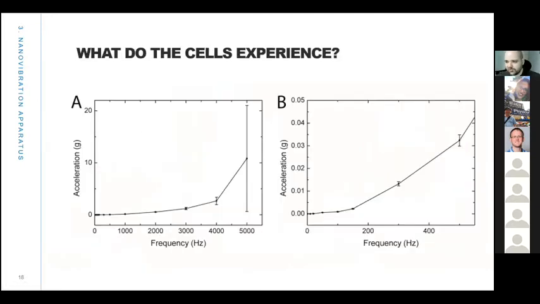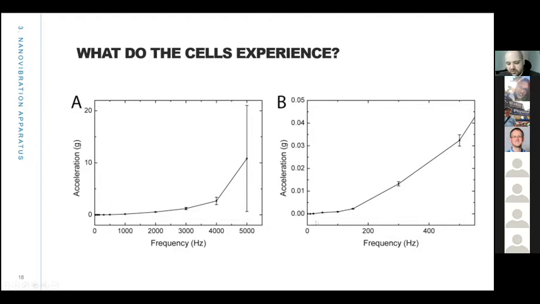So this kind of raises the question of what the cells are actually experiencing. If we look in terms of acceleration, or peak acceleration, we can calculate this based on the amplitude and the frequency of the vibration. And if we're looking at different frequencies of vibration in the lower range, or in a slightly wider range up to 5 kilohertz, we can calculate the acceleration level that the cells are experiencing.